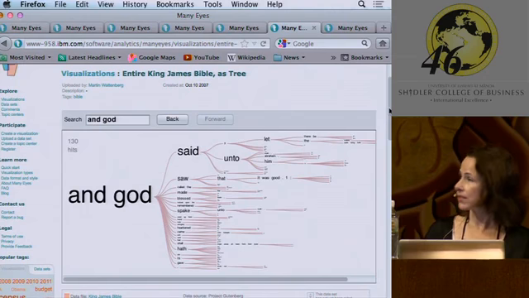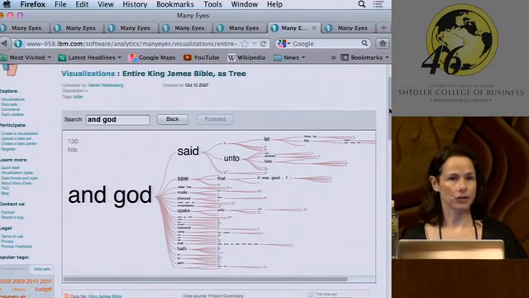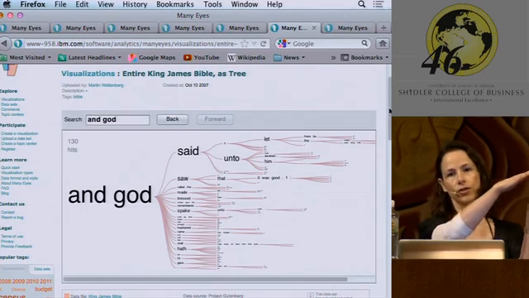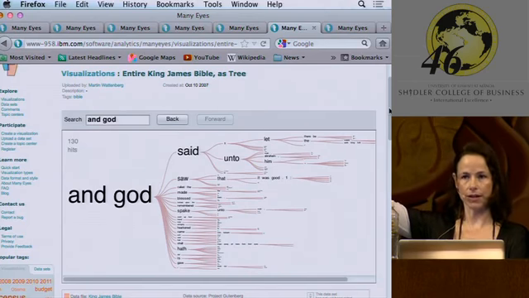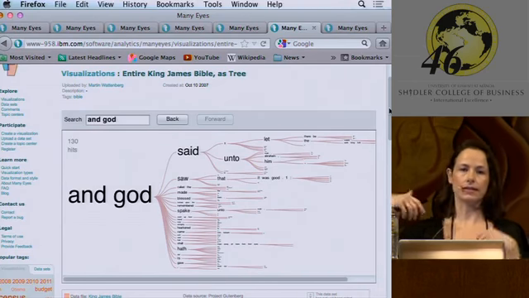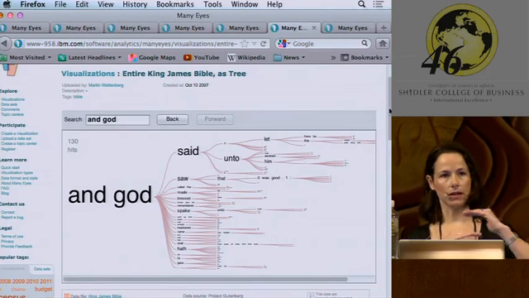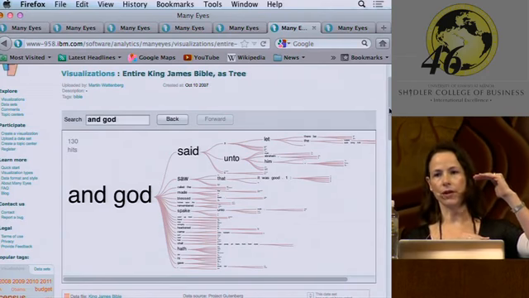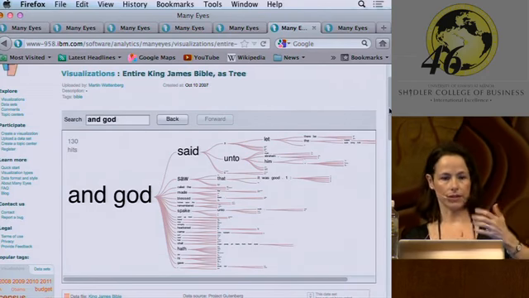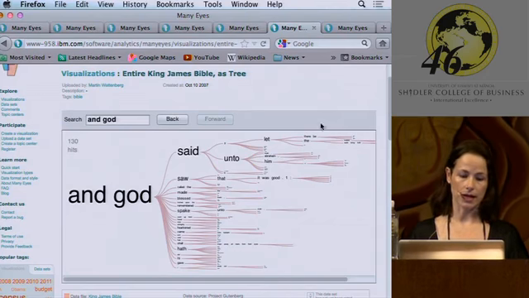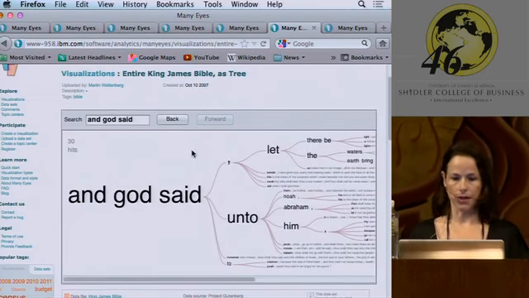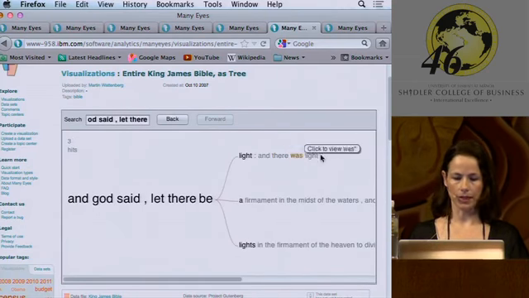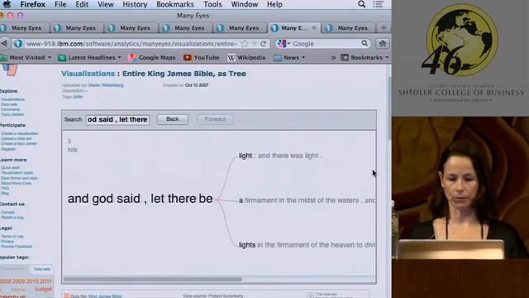I do a search. My search here is "and God." And the word tree shows me a tree of everything that comes after that phrase, "and God." It takes care of repetition in the sense that it makes the font size bigger the more frequently that phrase is shown. So I can see that God said lots of things. Well, what did he say, or she, or they? And God said, let there be light, and there was light. Let there be a firmament.